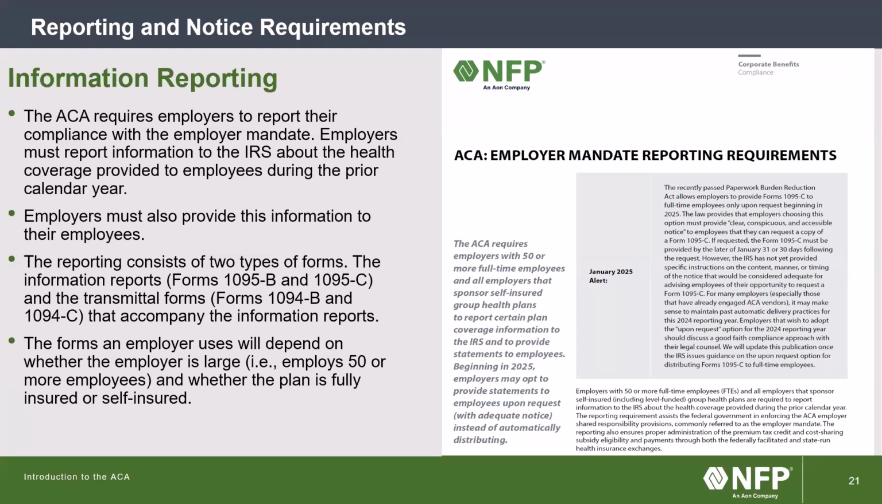So in addition to those other reporting requirements, there's an information reporting requirement. The ACA requires employers to report their compliance with the employer mandate. Employers must report information to the IRS about the health coverage provided to employees during the prior calendar year. Employers must also provide this information to their employees. And this consists of two kinds of forms. There are the information reports, which are referred to as Forms 1095B and 1095C, and the transmittal forms, which are Forms 1094B and 1094C. And those transmittal forms accompany the information reports. The forms an employer uses will depend on whether the employer is a large employer, that is to say, it employs 50 or more employees, and whether the plan is fully insured or self-insured. Again, we have an excellent publication that covers these reporting requirements, as well as several others that get more into the nitty-gritty of how those reports are filled out and other issues relating to this reporting requirement.